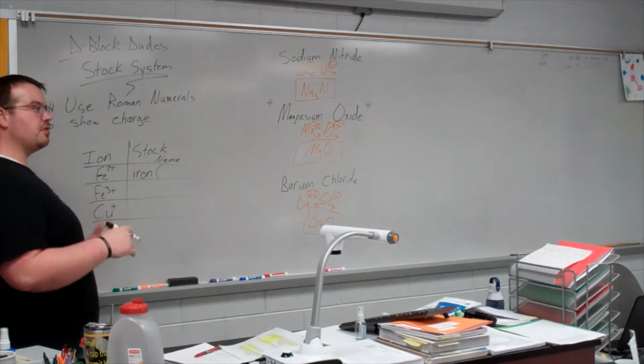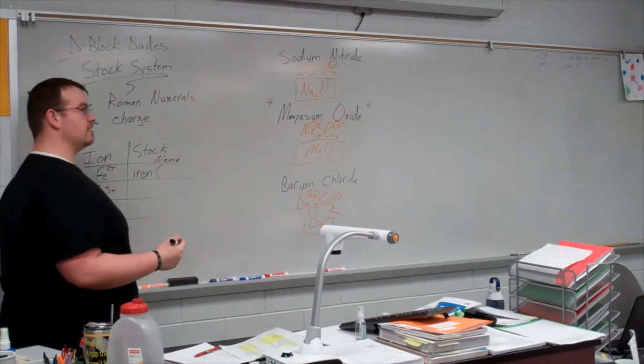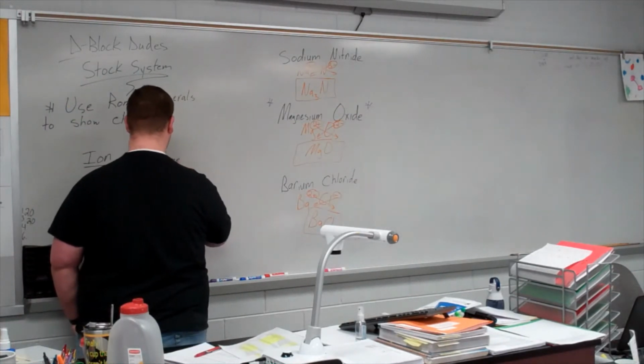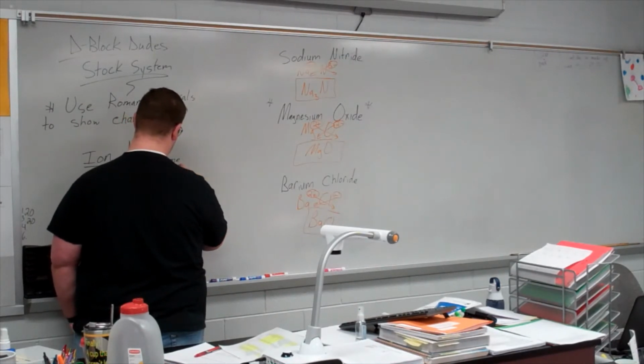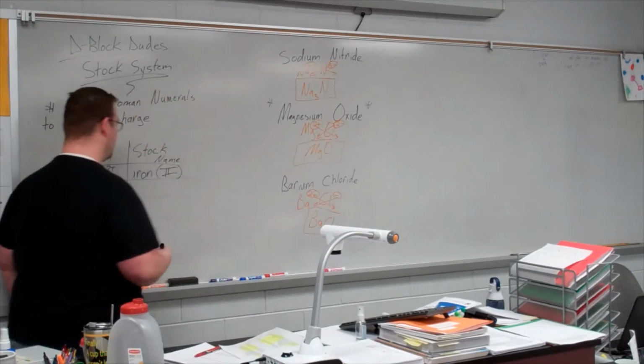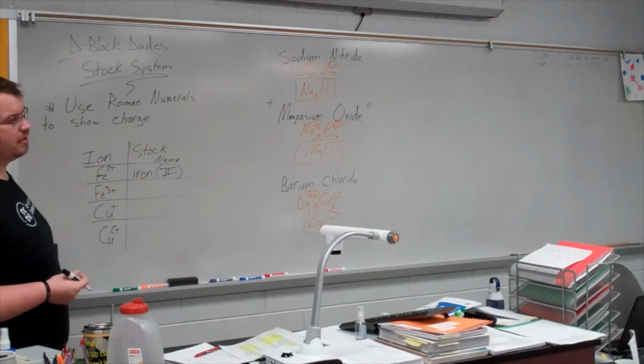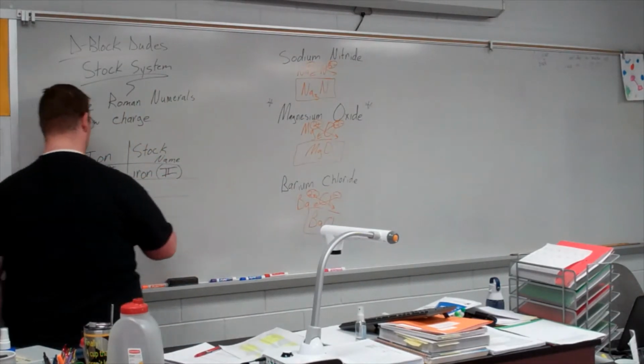Well, you will put the charge in Roman numerals in parentheses. Not square brackets, not a box, it must be parentheses. Oh, that's 2, not 3. In parentheses, so it'll be iron (II). Your other one?